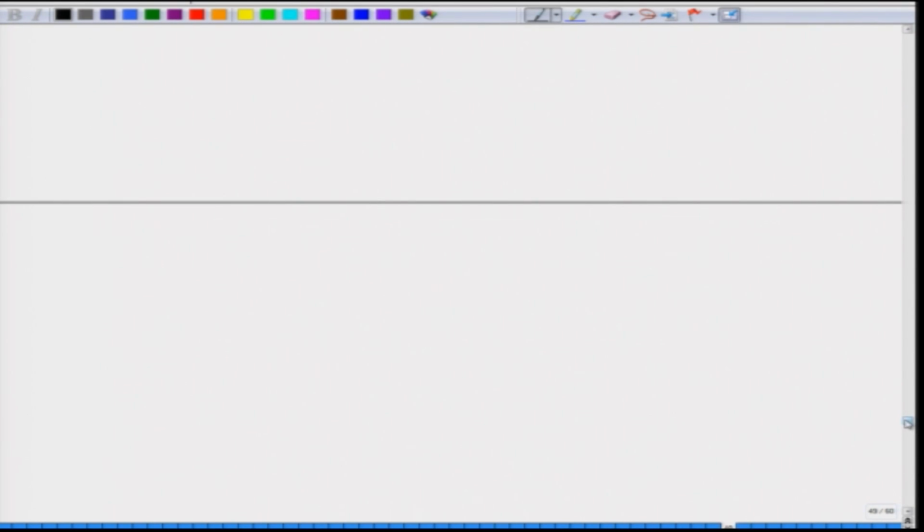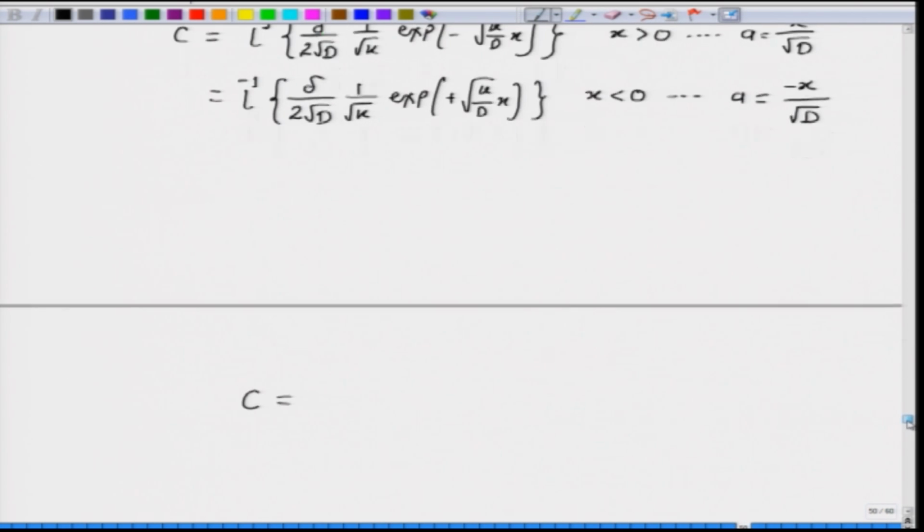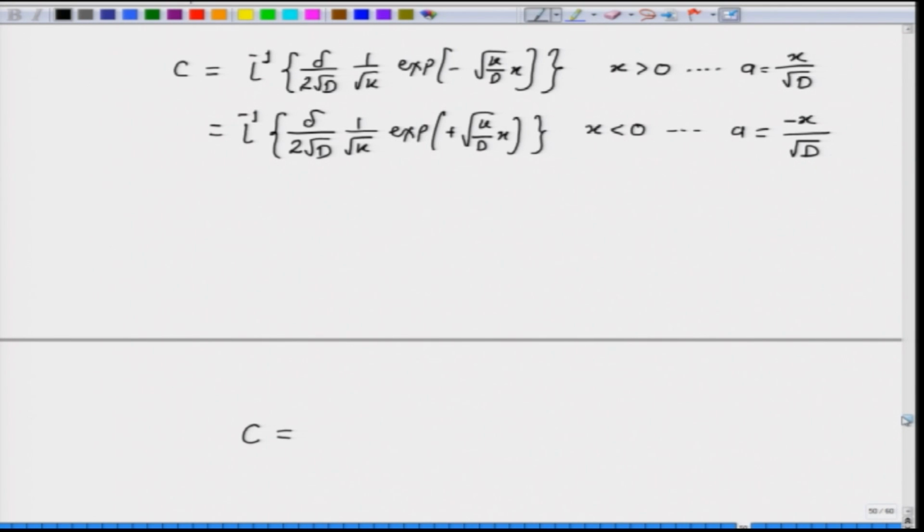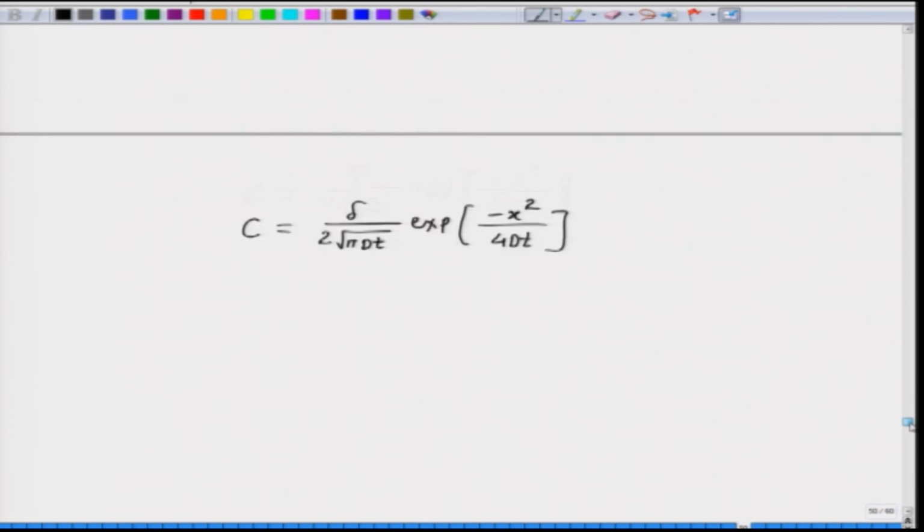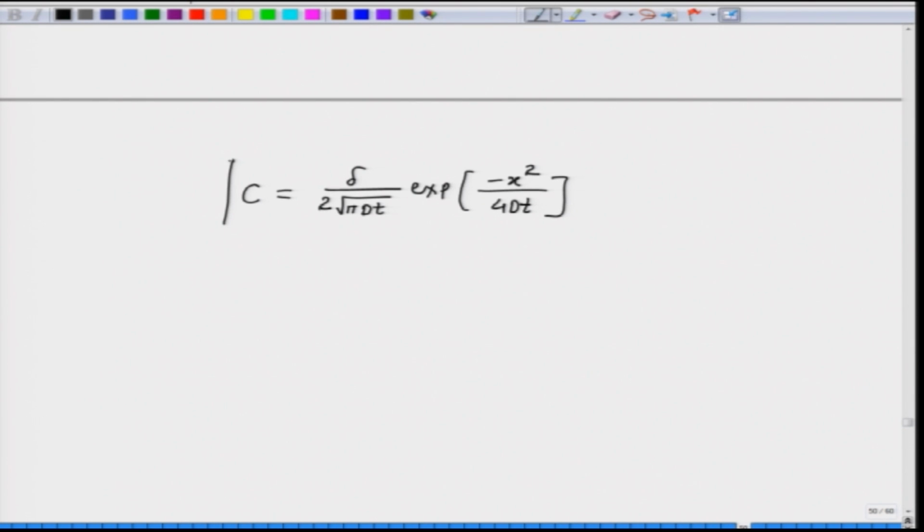So, for both the cases we have the solution C equal to, delta by 2 root d is a constant, so, delta by 2 root pi dt exponential minus x square by 4 dt. So, this is the solution when we have a planar infinitesimally small in thickness planar source sandwiched between two blocks of A.